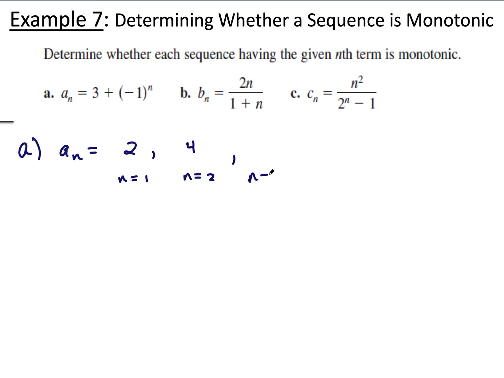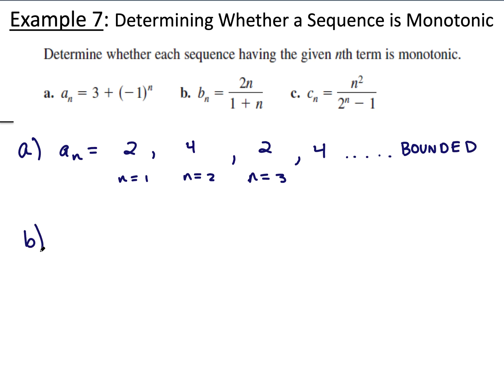Then how about n equals 3? This would be 3 plus negative 1 to the third, which is 2. You see it would just be bouncing back and forth. But notice that it's never going to go lower than 2. It's never going to go higher than 4. So for this reason, you would say that this one is bounded. It's bounded above by 4. It's bounded below by 2.